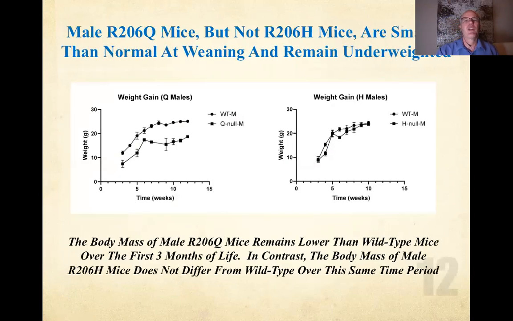And the first thing that we noticed was that the R206Q mice, but not the R206H mice, show an abnormality in growth. They're at weaning smaller in mass, and they maintain this smaller than normal mass size all the way out to about 3 months of age. This was not seen in the H males. The 206H are normal at the weaning age, and their growth rate parallels that seen of the wild type mice.